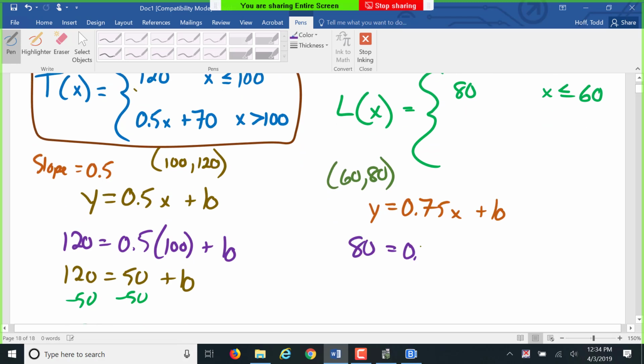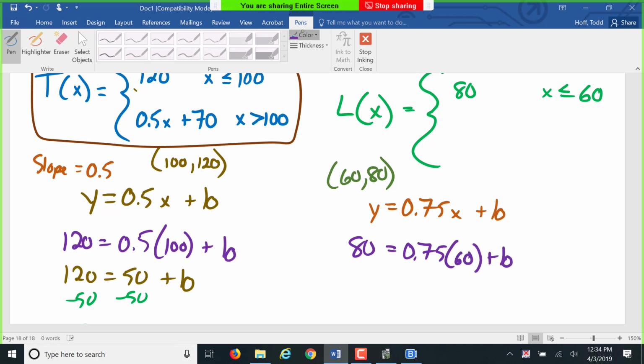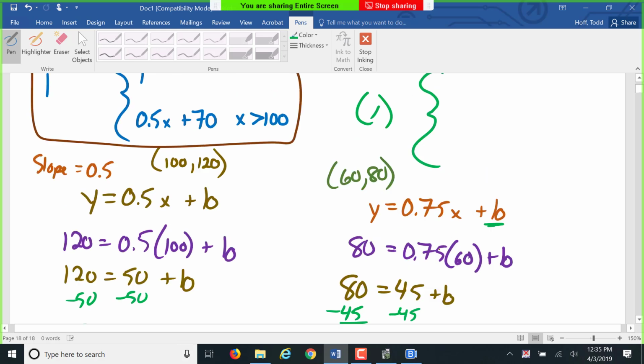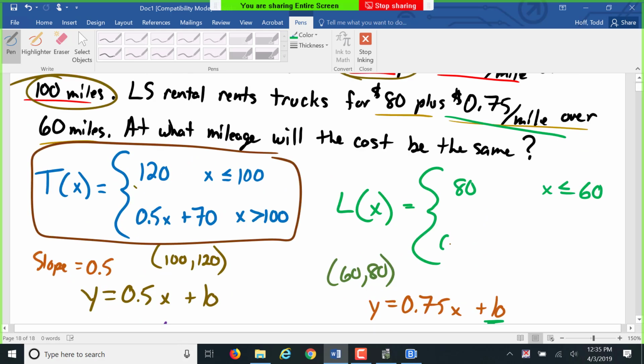So 80 equals 0.75 times 60 plus b. 0.75 times 60 is 45. So subtracting 45 to get b, we get 35 is b. So filling in 35 for b, that equation is y equals 0.75x plus 35 if x is greater than 60 miles.